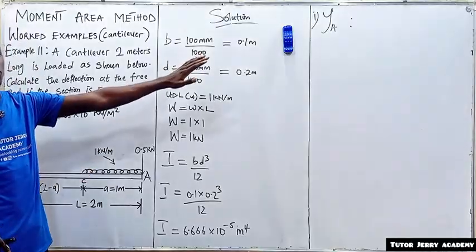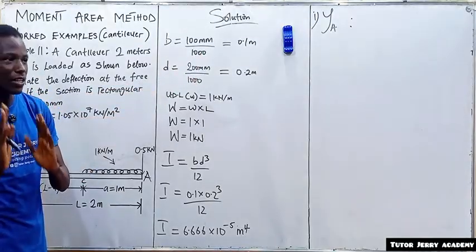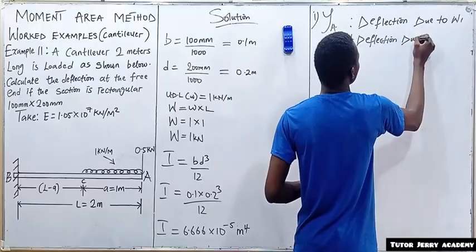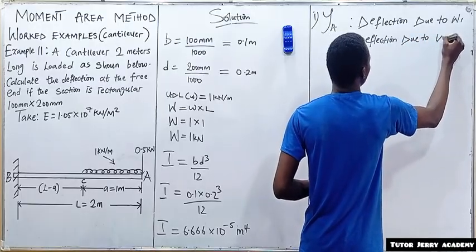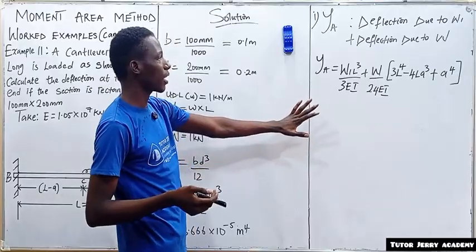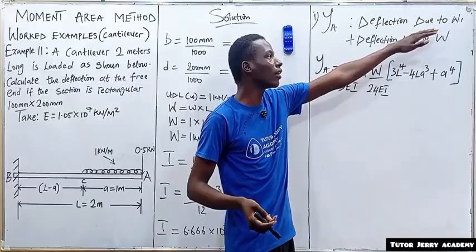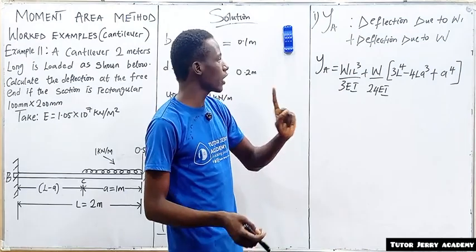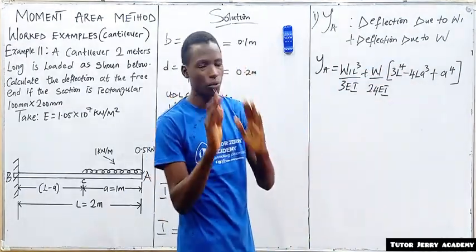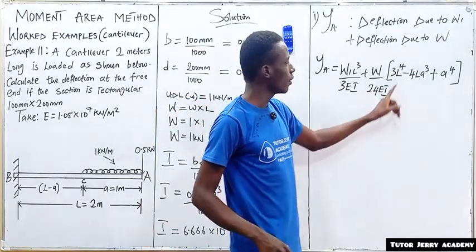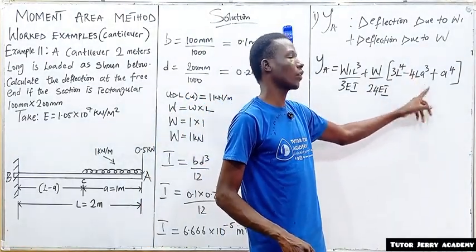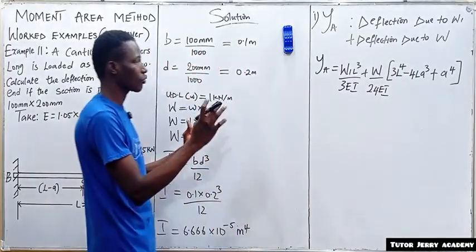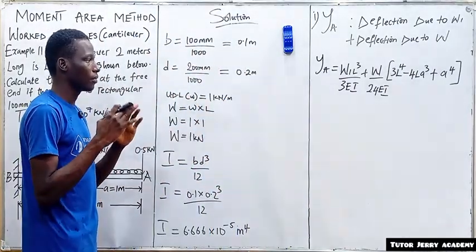All right. So now I will substitute the relation so that you can understand better. So YA will be deflection due to W1, which is the point load, W1 L to the power of 3 all over 3 EI, plus deflection due to W, which is the uniformly distributed load, W all over 24 EI into the bracket of 3L to the power of 4 minus 4LA to the power of 3 plus A to the power of 4. All right. So let's substitute to get our final answer.